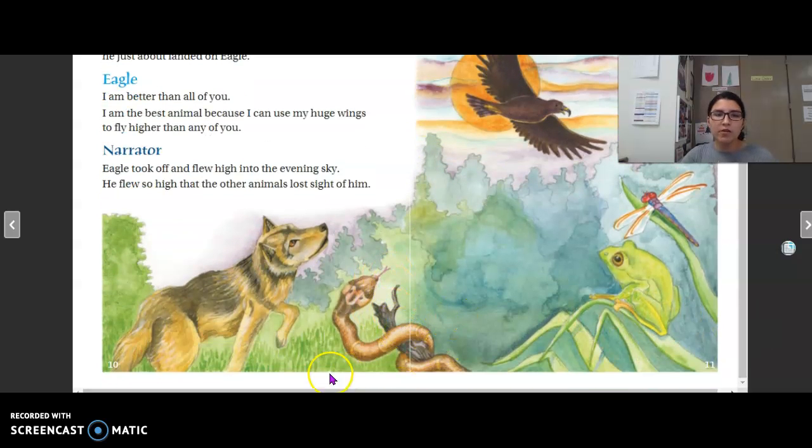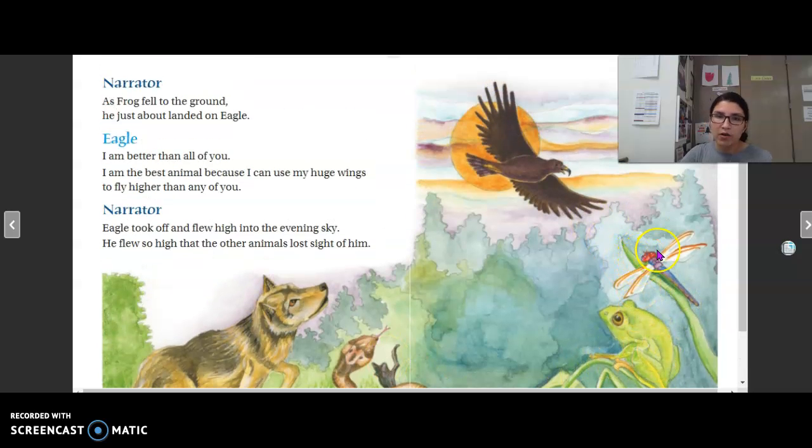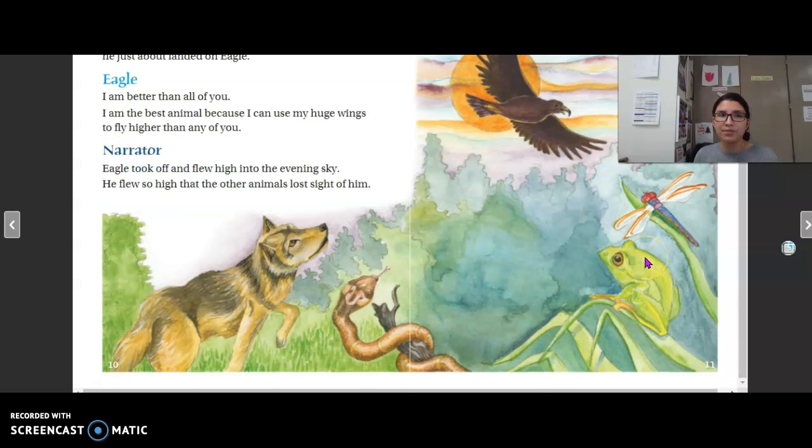Okay, so far, Wolf, Snake, Frog, Dragonfly, and Eagle have all showed each other their skills, what they can do. So I would like to take a moment, and I would like for you to make a prediction on which animal you think is going to be the best animal in the forest. You're using what you know so far to make your prediction. Okay, let's go ahead and move on.